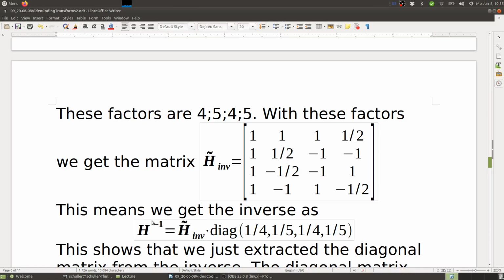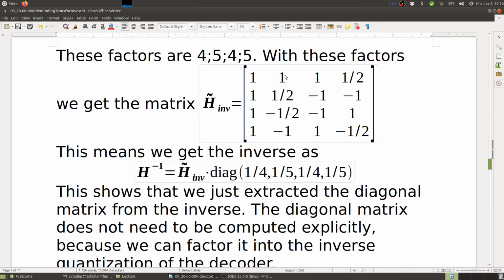So here we can see it. So the exact inverse would be the modified inverse times the diagonal matrix, which contains those factors on the diagonal. Right. So if you multiply the first column with 1/4, then we have the first column for the exact inverse. Next column we multiply it with 1/5, then we get the entry for the exact inverse, and so on.